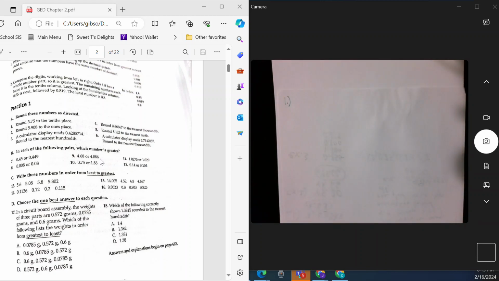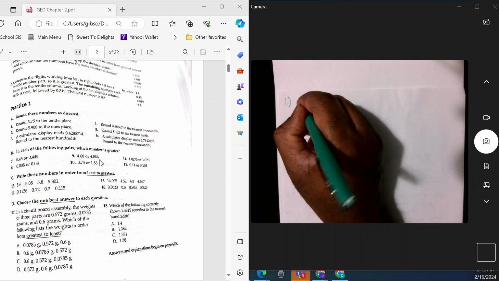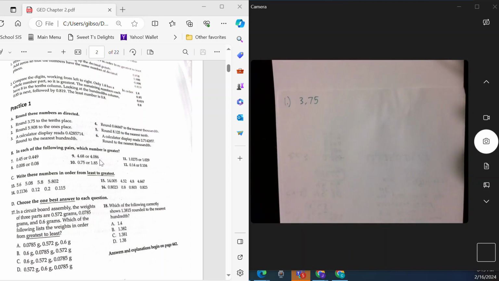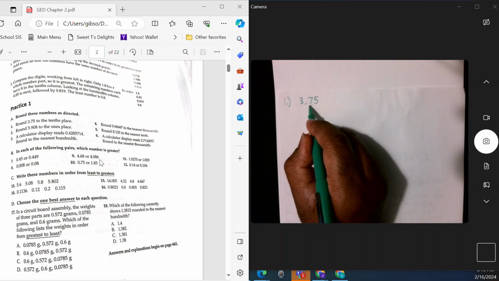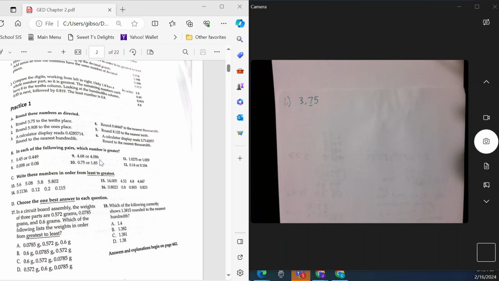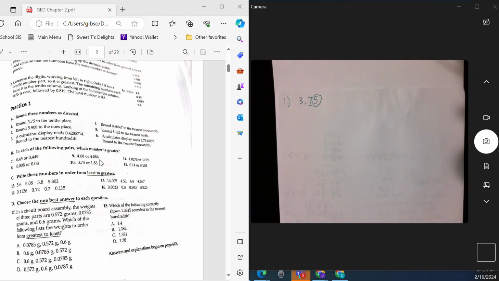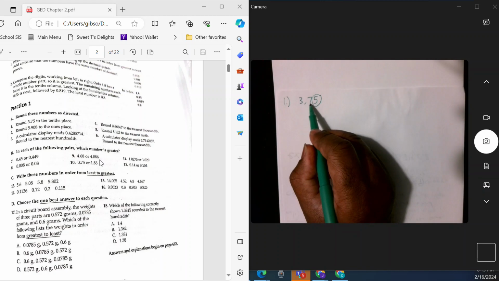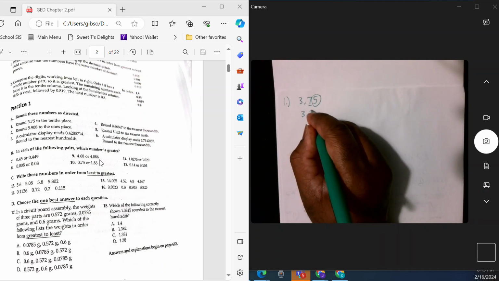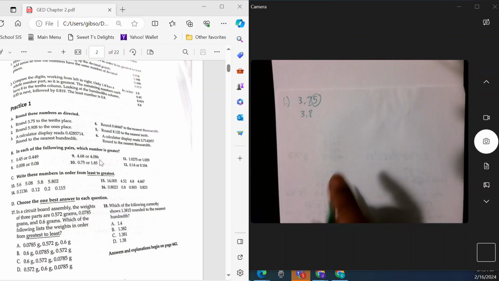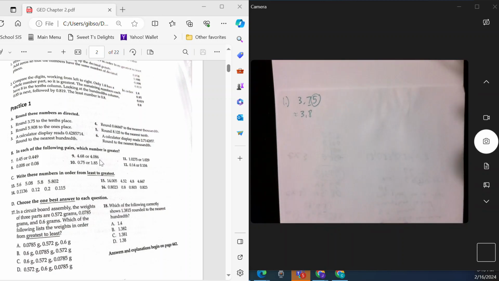First, we read the directions. It says round these numbers as directed. Number 1, round 3.75 to the tenths place. So we had 3.75, and we have to know our tenths place. Our 7 is in the tenths place because the tenths place is the first digit behind the decimal, to the right of the decimal. So we have to go to the place value to the right of it. Now we know 5 falls into 5 through 9. So that means that we raise this value up by 1. So it'd be 3.8, and then everything drops off behind the decimal.